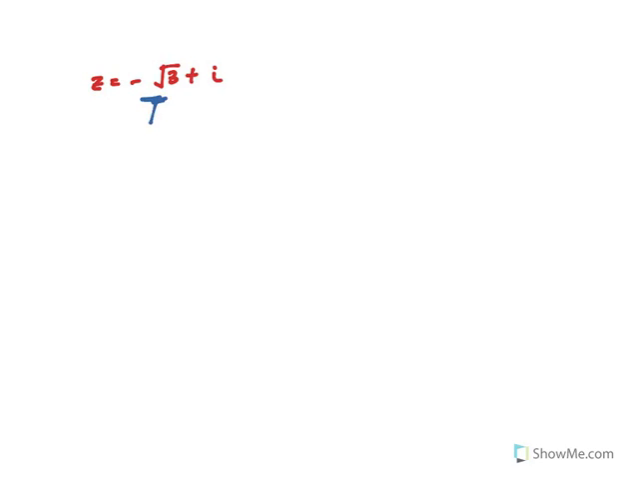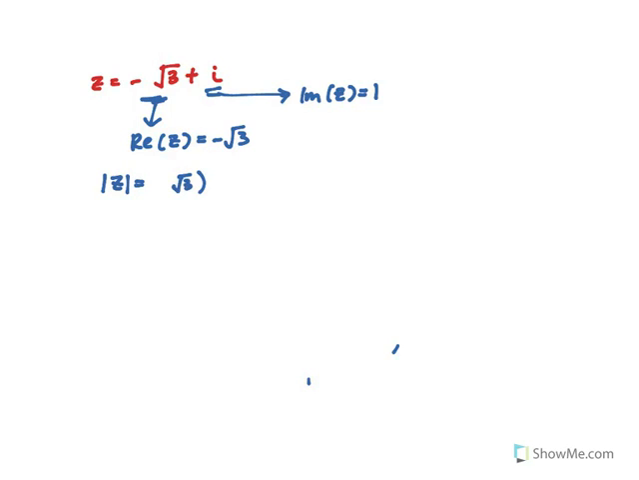I hope you are able to realize that the real part of z is negative square root 3, and over here the imaginary part of z is 1. Don't go and say that the imaginary part of z is i. So quickly, the modulus of z is just the square root of root 3 squared plus 1 squared, which is the square root of 4, so it's equal to 2.